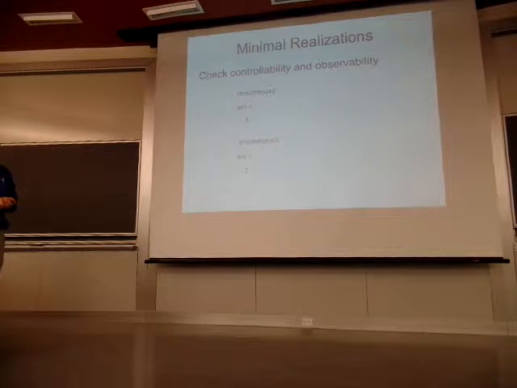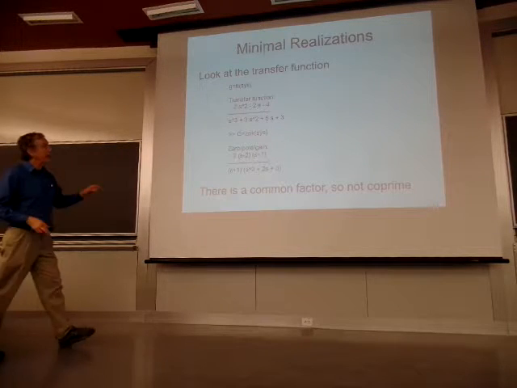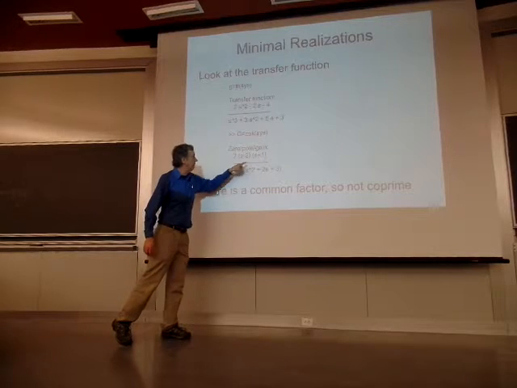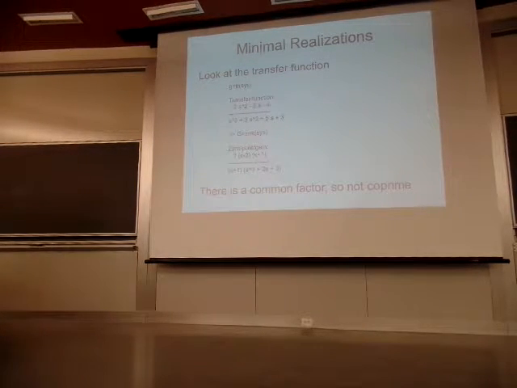Controllability, rank 3. Observability, rank 2. All right? So it's controllable, but not observable. We look at the transfer function of this thing, so I converted it to the transfer function. And you'll see that, boom, I've got a pole zero cancellation here. Not obvious in the state form, but it is obvious in the transfer function. So it's a common factor, it's not co-prime.